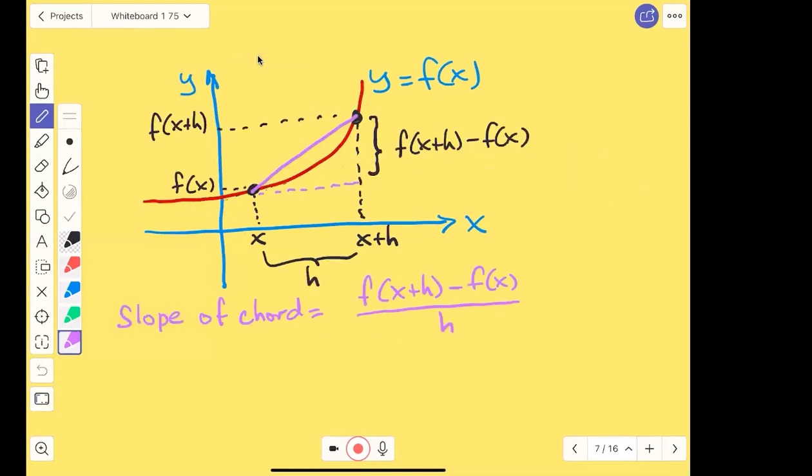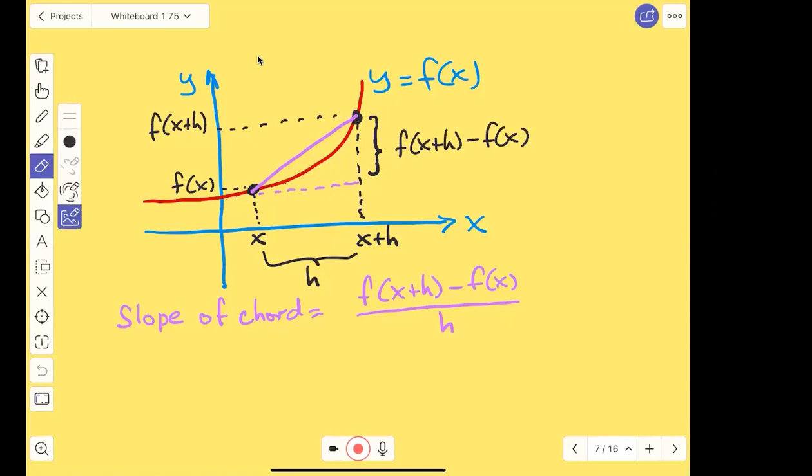So I hope this curve looks pretty much like the one we had before. There are no big surprises. Here's our function. Here's our point at x, and the y value is f of x. And here's another point at x plus h, and the y value is the function evaluated at x plus h. And the slope of this line is this difference, f of x plus h minus f of x, divided by this difference, and that's x plus h minus x, so it's h. So the slope of this chord is that.